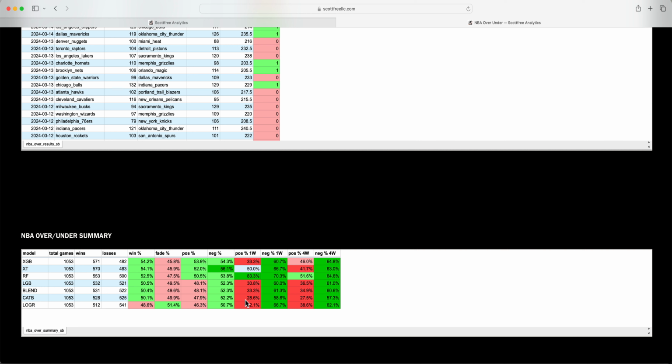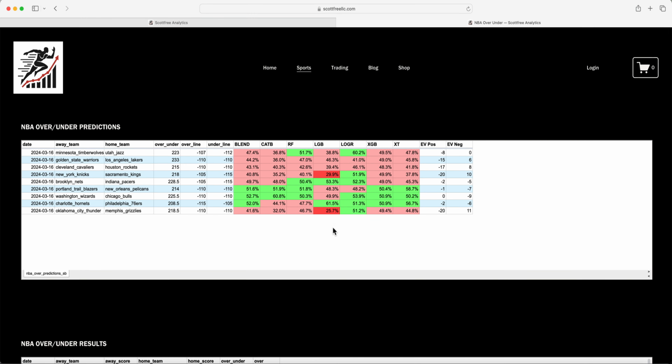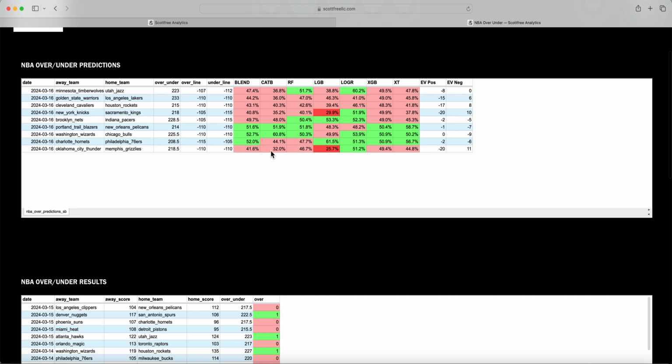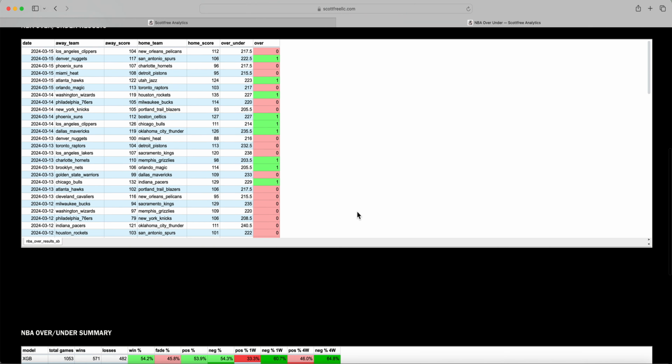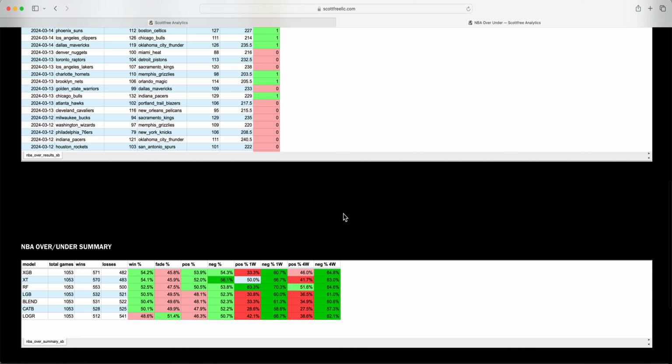So look at this. CatBoost, which has not been a great performing model. For any of the CatBoost positive probabilities, when I say over 0.5, look at this. It only has a 28.6% winning percentage. So if you look up here and CatBoost is predicting 60.8% for the Wizards Bulls to go over, I'm obviously going to fade that. I'm going to be going under there because CatBoost has not been performing well.